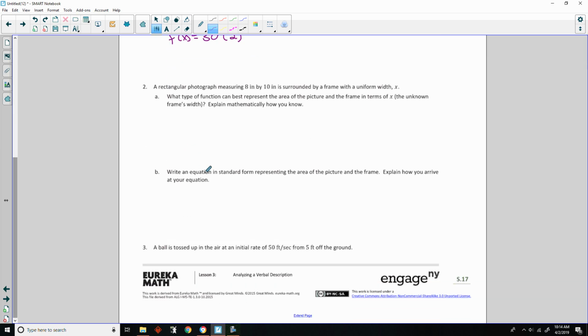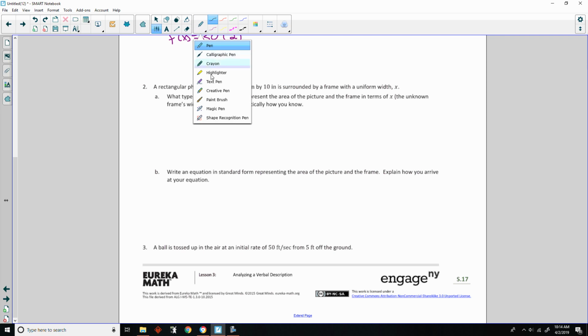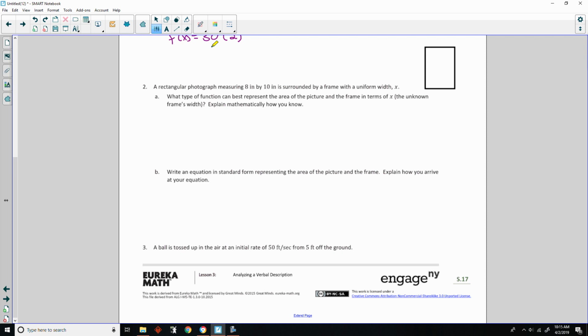All right, number 2. A rectangular photograph measuring 8 inches by 10 inches. So we have a rectangle. Let's just draw a picture. Okay, and that is going to be 8 by 10 inches. A rectangular photograph measuring 8 inches by 10 inches is surrounded by a frame with a uniform width x. So then we're going to come out a certain distance and have a frame. Okay, so here's our frame, a uniform distance. This one's a little bit off, but that's close enough. So that's going to have a width of x.